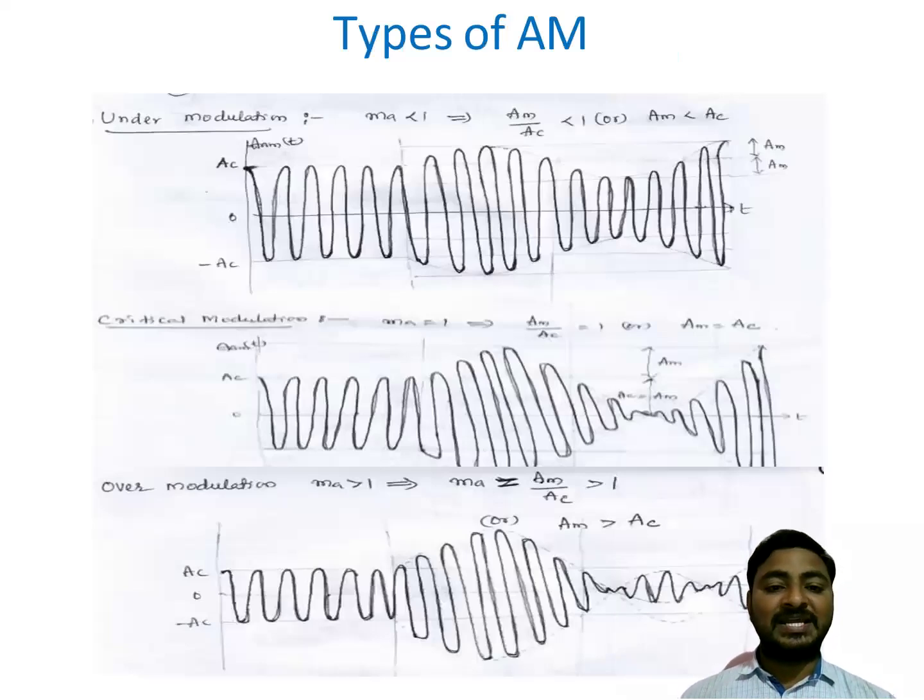Next is the critical modulation technique. Critical modulation means the modulation index is equal to 1, meaning the ratio of the amplitude of the message signal to the amplitude of the carrier signal is equal to 1. Then Am is equal to Ac. Next is the over modulation technique. In over modulation, the modulation index is greater than 1, then Am/Ac is greater than 1, Am is greater than Ac.